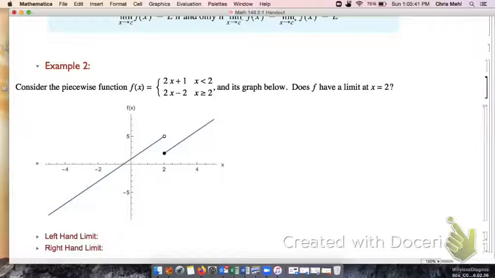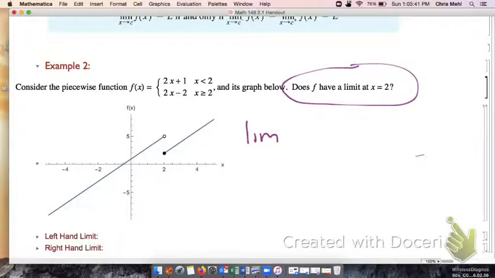Both lines have slope 2, but they have different y-intercepts. So the function's moving along from left to right until you get to positive 2, where it jumps down, right at this point here, and it begins increasing again at positive 2. So I claim this function has a limit everywhere except at possibly positive 2. Now, I want to answer this question: do I have a limit at 2?